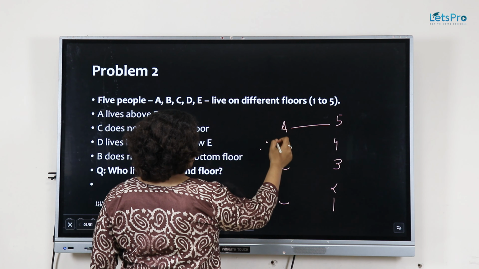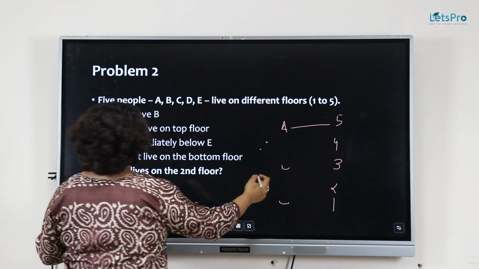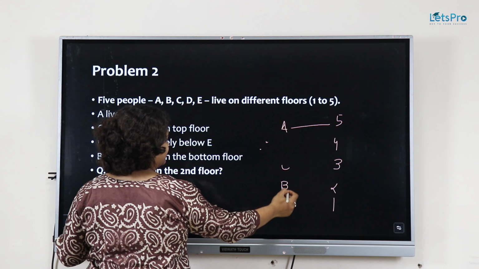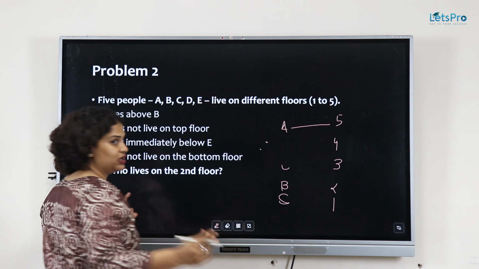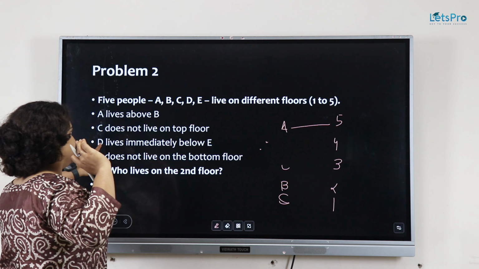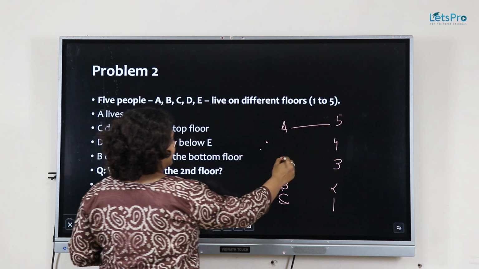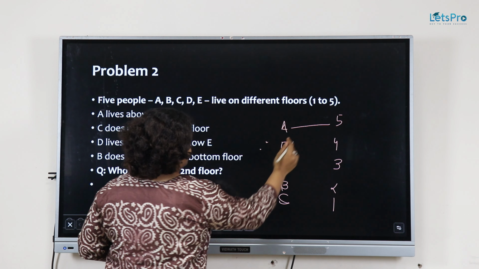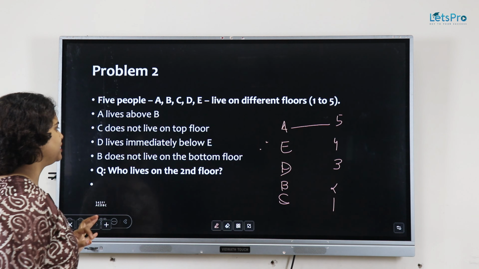Since we'll see B here and C is not living in the top floors at all, C is in the bottom, A is living above B, which is correct, and C does not live in the top floor, that is also done. D lives immediately below E, I can put D here and I can also put E here. B does not live on the bottom floor, therefore B is here. Who lives on the second floor? Very simple, E lives on the second floor.